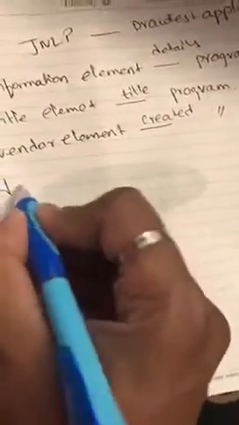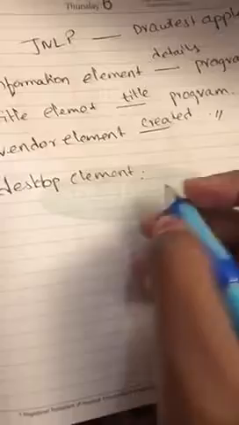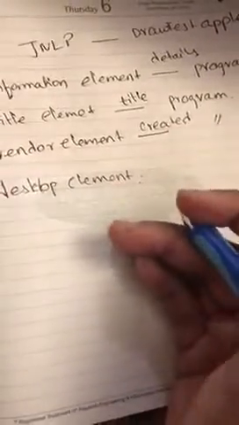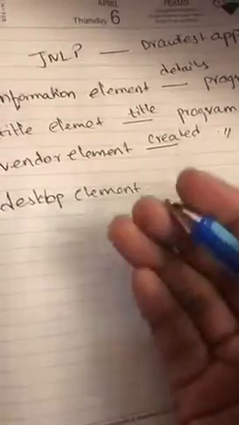And the desktop element, it tells the Java Web Start whether the user wants to install the desktop shortcut or not.